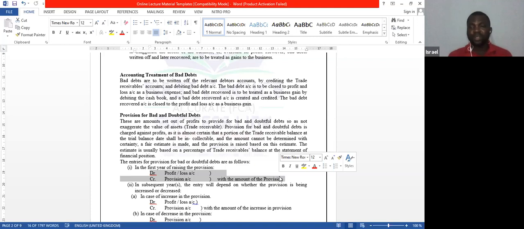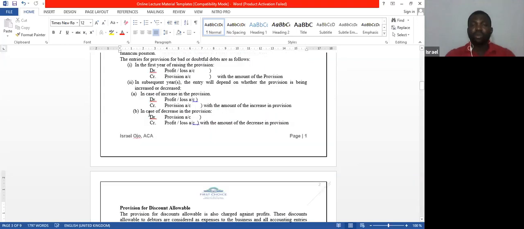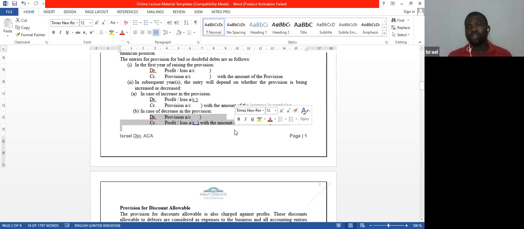Then how do you reduce it? The way you reduce it is by debiting your provision account. If it reduced, what do you do? You debit your provision account to reduce it. Then you credit your what? Your profit or loss account or bad debt and doubtful debt account. So you credit your profit or loss account or you credit your bad debt or doubtful debt account.